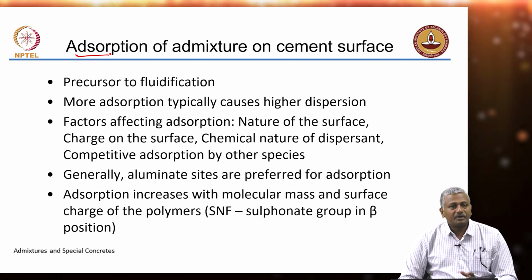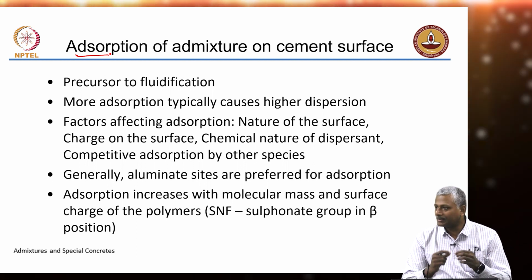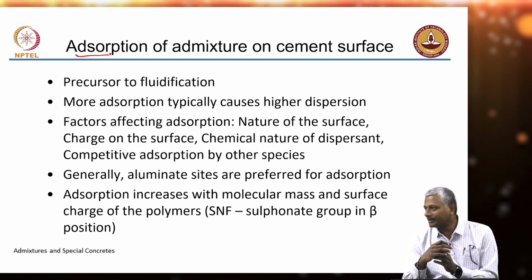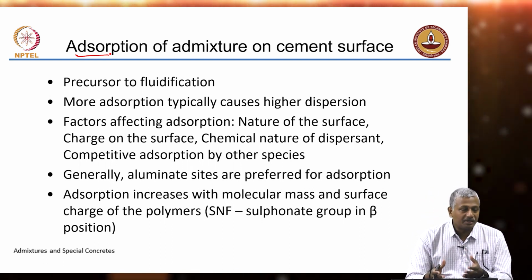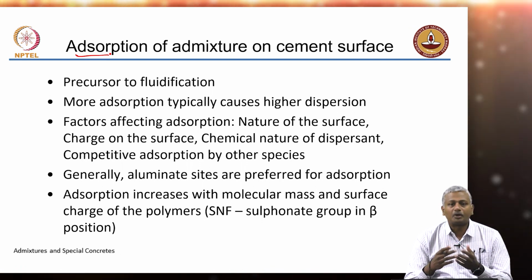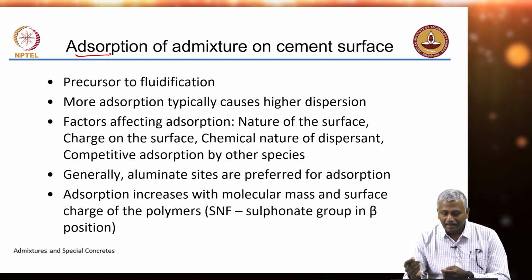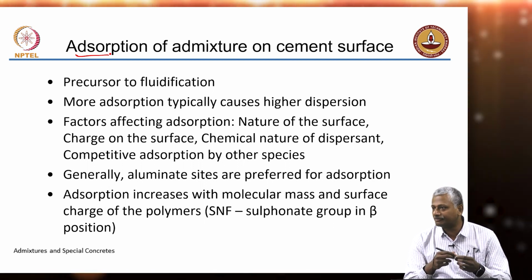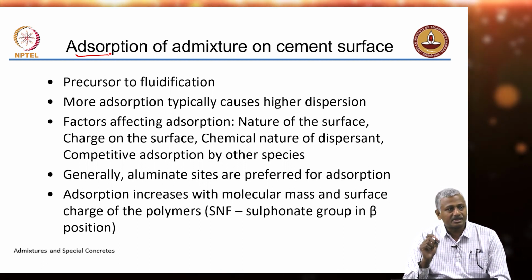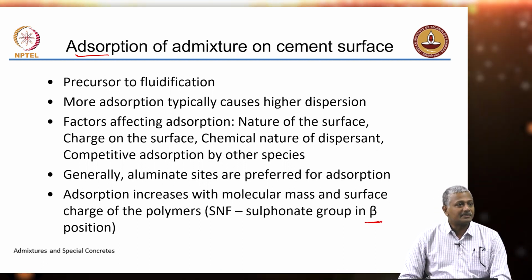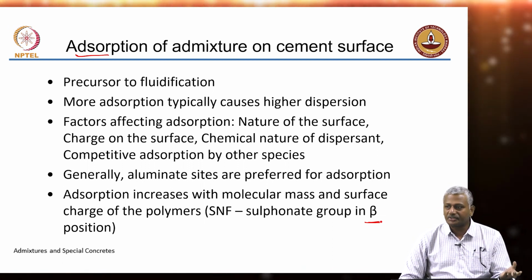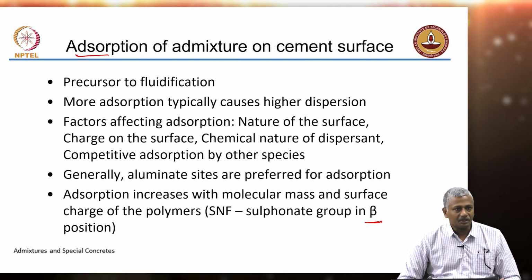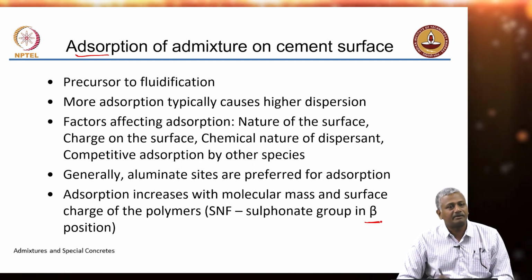Okay. Now we talked a little bit about the polymer chemistry. We saw that the polymer chain length is very important. The longer the chain, the more complete will be the adsorption, right. So adsorption generally increases with the molecular mass, because molecular mass is directly linked to the chain length, right, and also the surface charge of the polymers. And here also we took a look at the case of SNF polymer, where we saw that the sulfonate group in the beta position seems to have a much higher surface charge allocated to the polymer chains as opposed to the sulfonate in the alpha position. Okay. This alpha beta are all positions around the benzene ring.